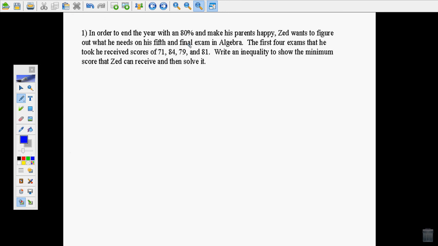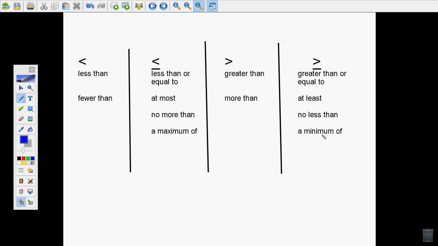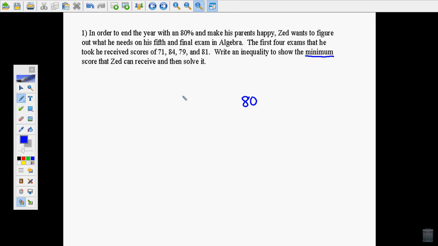Okay, he wants to end with 80%, so that's what we're trying to have our inequality be. We want it to be something with 80%. Now, we need to figure out what symbol to put in here, because again, it's not going to be an equal sign. So look for your key word. It says to show the minimum score he can get. And so if you look at our chart here for a minimum, that's going to be the greater than or equal to symbol. And that makes sense. Whatever his average is, in order to make his parents happy, it needs to be bigger than 80%. It needs to be greater than or equal to 80%.